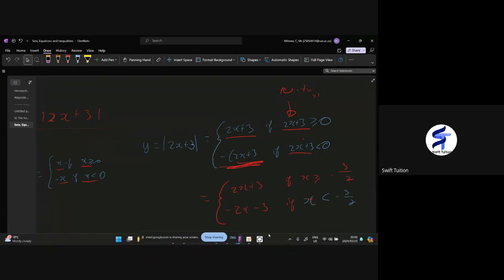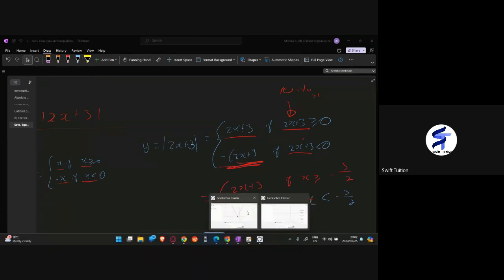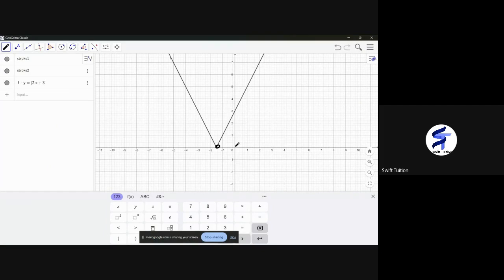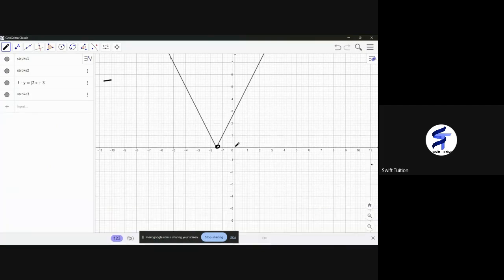And if you go back to the graph over here that we had drawn on GeoGebra, you'll notice that this thing does look like negative 3 over 2. Negative 3 over 2 is the same as negative 1.5, obviously.